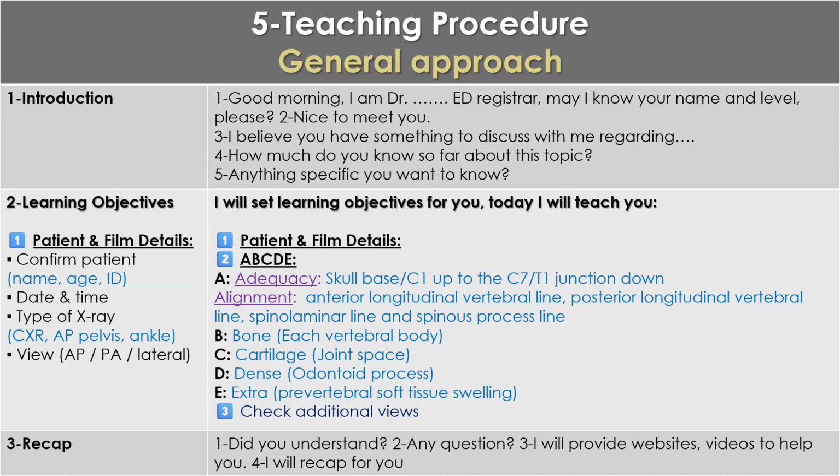Okay, then A, B, C, D, E. You will check A. So number one, A, accuracy. Number two, A, adequacy. Number three, A, alignment. So you have A, A, A. A, accuracy for patient and film details. A, adequacy in A, B, C, D, E. A, alignment in A, B, C, D. Okay, so adequacy from skull base, C1 up, clear. C7 T1 down, clear. And the soft tissue on both sides should be clear.